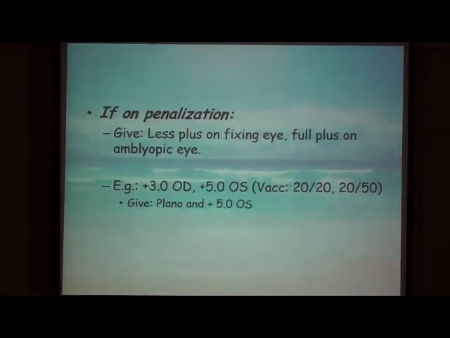On penalization, when I want to do penalization and put atropine in the good eye, I should give less plus in the fixing eye, it's a kind of penalization, and give the full plus in the amblyopic eye. For example, a patient with +3 in the right, +5 in the left. This is the amblyopic eye. I'm giving atropine here. I prescribe plano here. I give the full plus in the other eye.